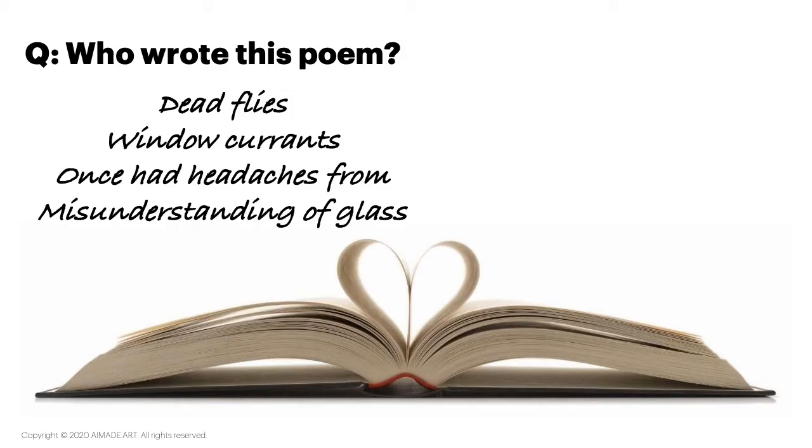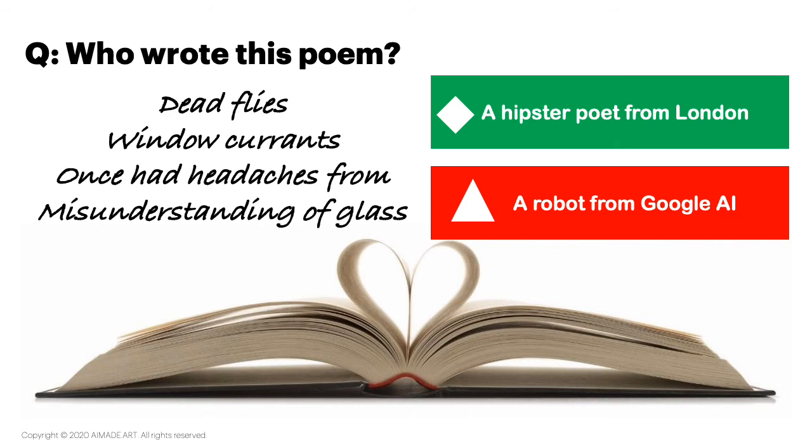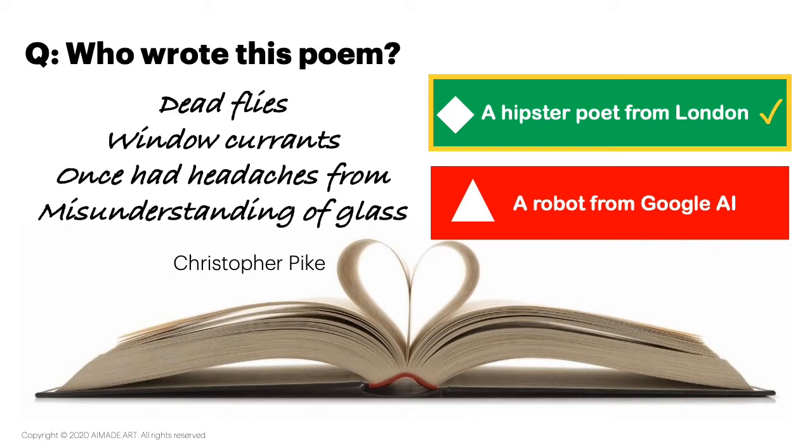AI can generate other types of art, such as poetry. So, who would you say is the author of this poem? Is it a hipster poet from London or a robot from Google AI? Well, I was asking this question in previous presentations and most of the people said, of course, a robot. Well, it's a hipster poet from London called Christopher Pike.